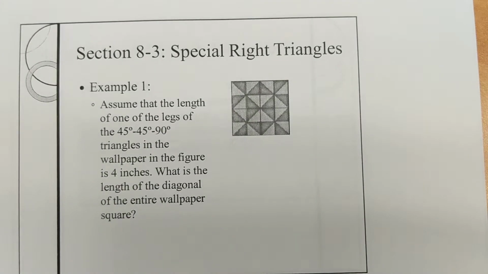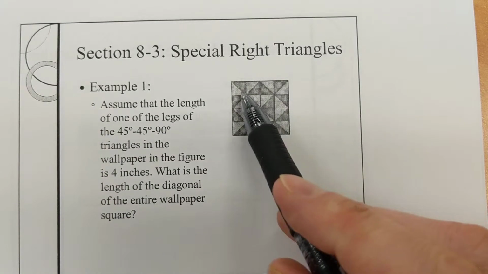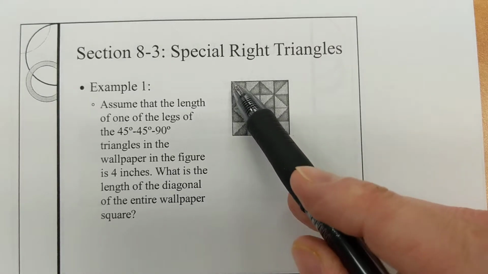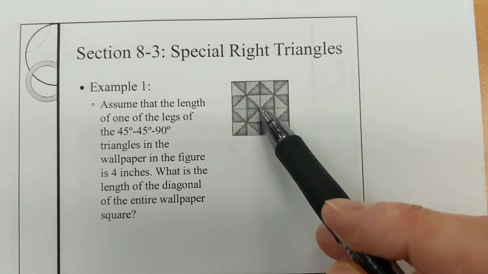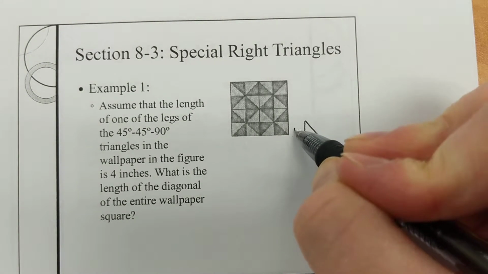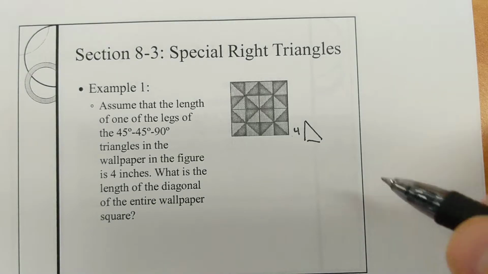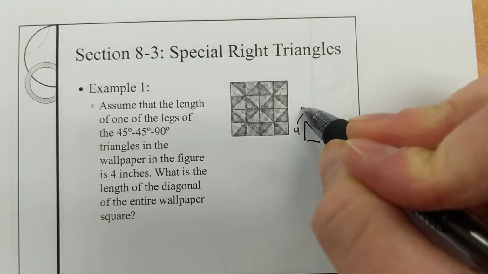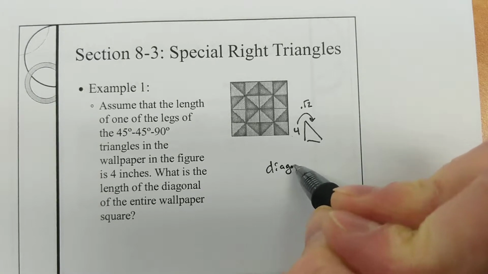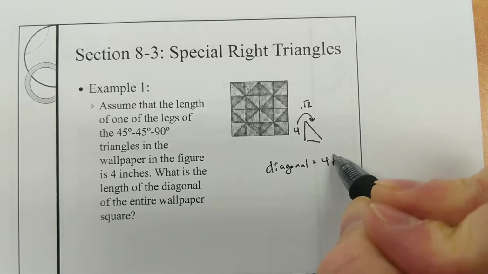So number one, assume the length of one of the legs in the 45, 45, 90 triangles is 4 inches. What's the total length of the diagonal? So I need to find what the length of one diagonal is and then multiply by 4 to get the whole length. So what I'm looking at is one of these triangles has a distance of 4 there. So to get to the hypotenuse, I have to multiply by root 2. So the diagonal is equal to 4 root 2.